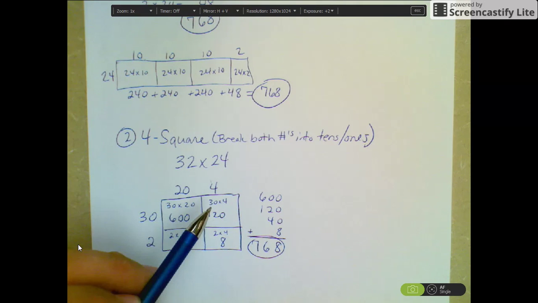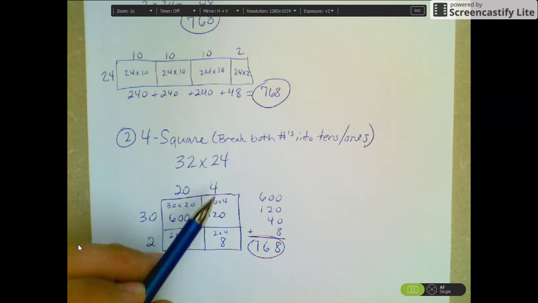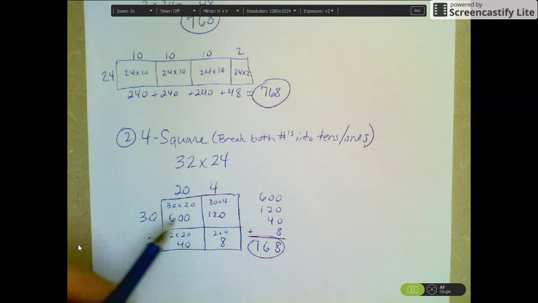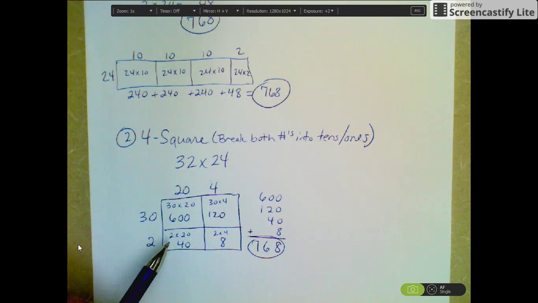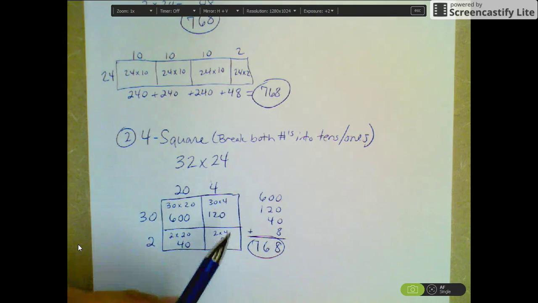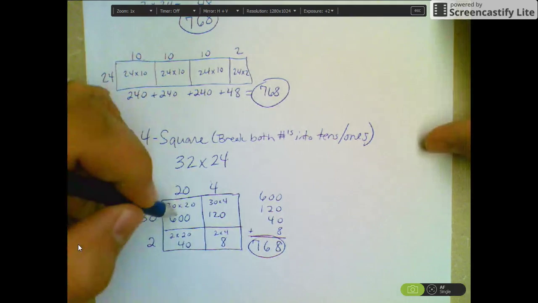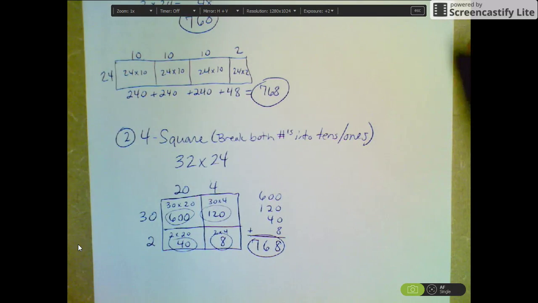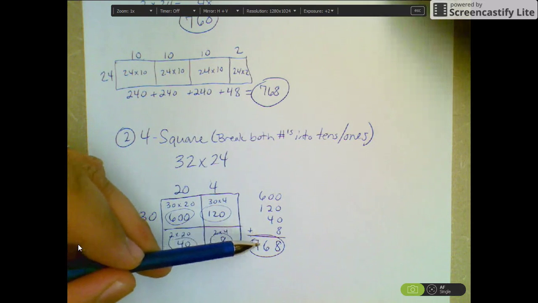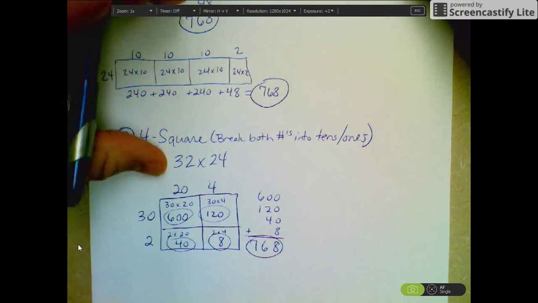In this box, if we go up, we hit the 4. If we go left, we hit the 30. So your problem here is 30 times 4, which is 120. The bottom left, you would go up to 20, over to 2. 2 times 20 is 40. And the bottom right-hand corner would be your 2 times your 4, which gives you 8. Taking all of these answers, bringing them out of the box, adding them up, and getting your answer. And that's the Foursquare method that we teach and use.